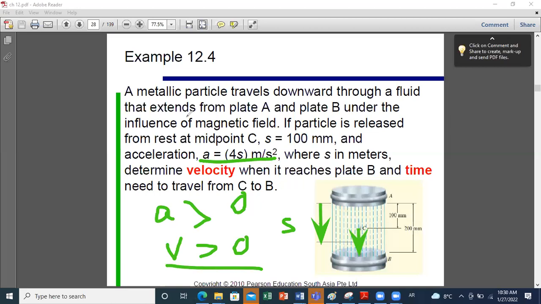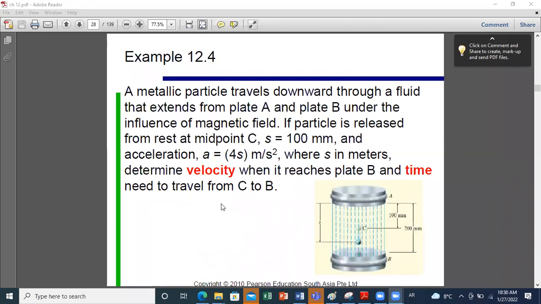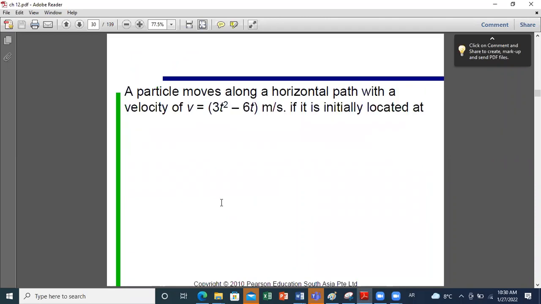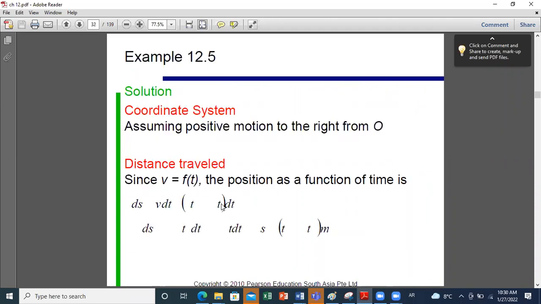Any other question on this problem? Okay. So let us continue.